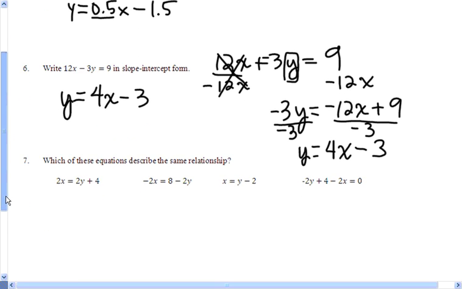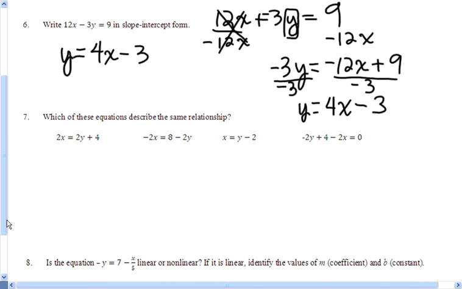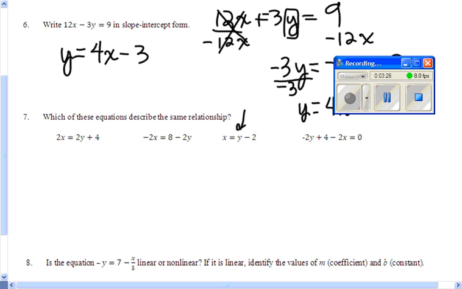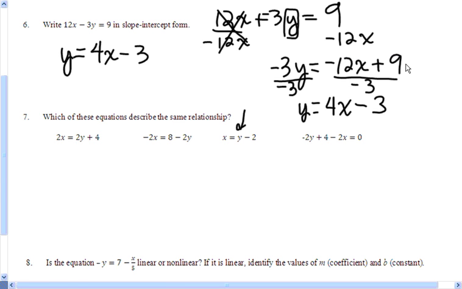Now in number 7, we want to know which of these equations describes the same relationship. In other words, we want to know if any of those equations are exactly the same. The easiest way to do that is to write them all the same way. And this one right here looks kind of simple, doesn't it? So it's x equals something. All right, so I think the easiest way would be to solve them all for x. So have them all say x equals something.